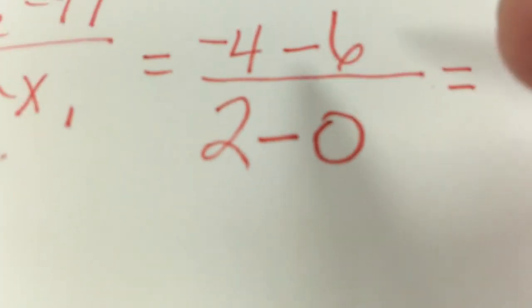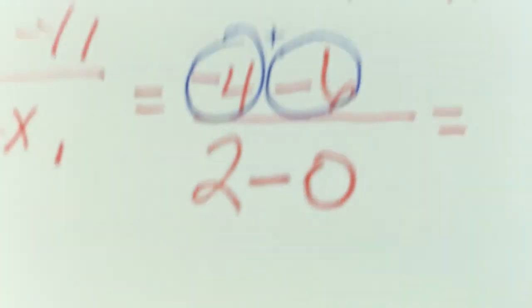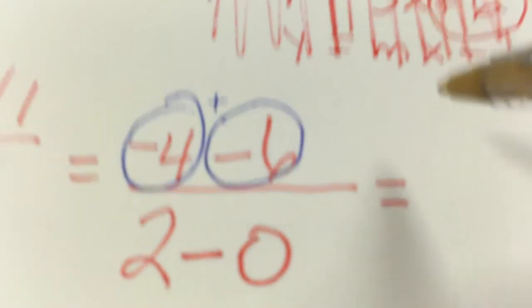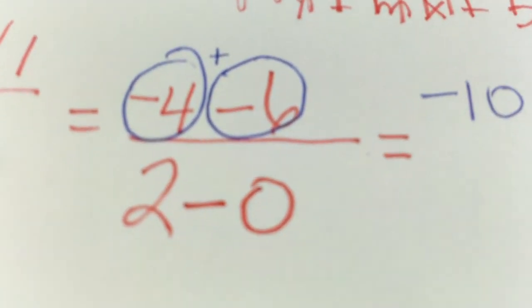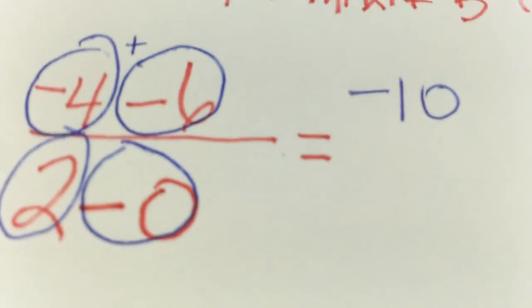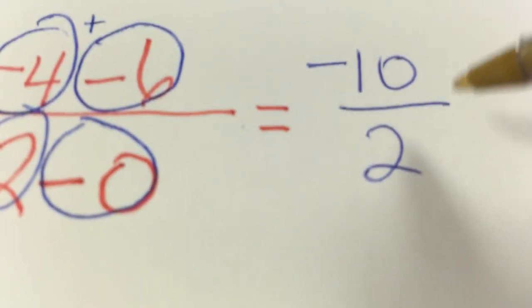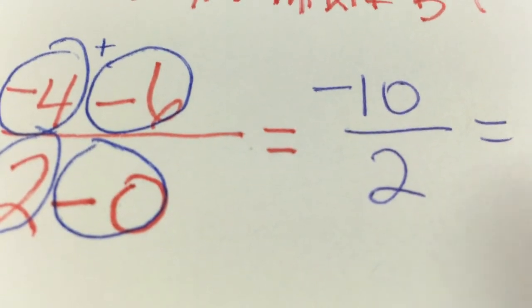When you get to this point, you better circle your terms. So you have 4 negatives and 6 negatives, and if you combine all those, it's just a whole bunch of negatives. There's no positives. That's 10 negatives. And if I have 2 positives and I subtract nothing from 2, I get 2. And negative 10 divided by 2 is negative 5.